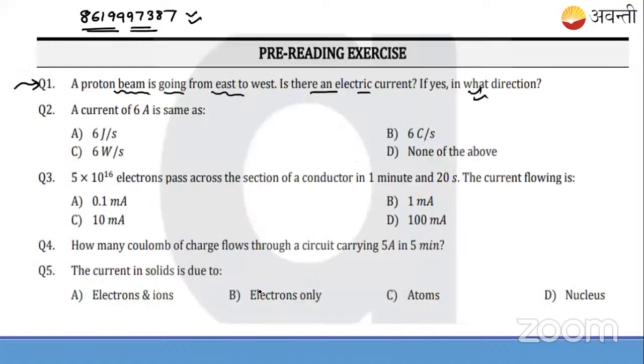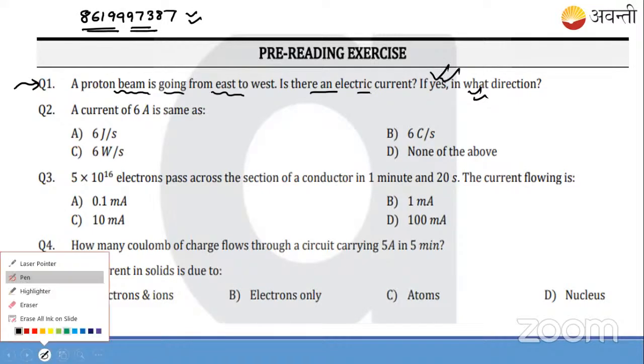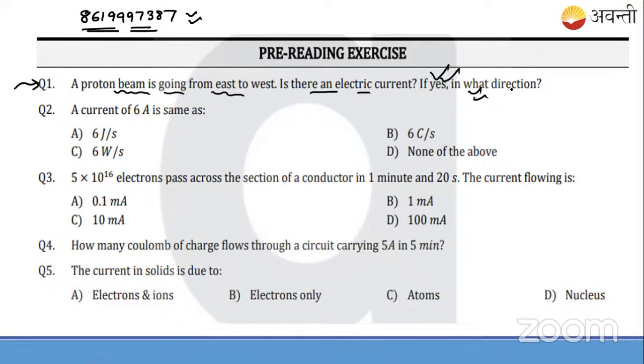So we'll say here, yes, current will be generated, and let me take different colors. It looks good. And in what direction? The direction will be the same. It will go from the east direction to the west direction.